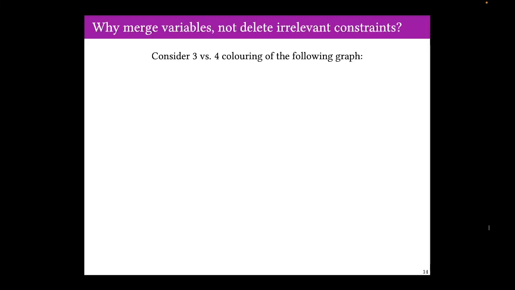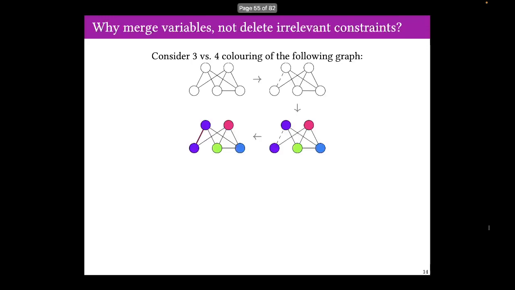Well, it turns out that deleting constraints is a bit less obvious to do for qualitative approximation. Consider, for example, 3 versus 4 coloring of the following graph. Let's look at this graph on the top left. The two vertices on the bottom right of this graph must have 2 different colors, since they have an edge between them. And therefore, the 2 vertices on top, both of which are neighbors of both of the 2 vertices mentioned before, must have the same color in every 3 coloring. Why? Both of them have only 1 color left to choose from the original 3 colors.